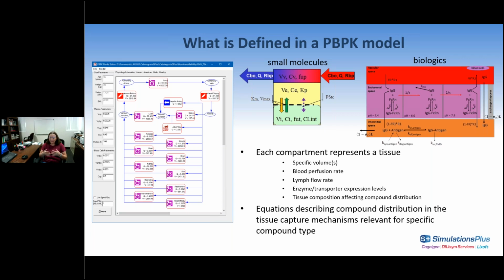And this type of model, and we'll look a little bit more into details of what is happening within those tissue compartments, then allows us to better characterize distribution of the compound to the tissue, depending on the mechanisms and the type of the compound that you are trying to model. Next slide, please.